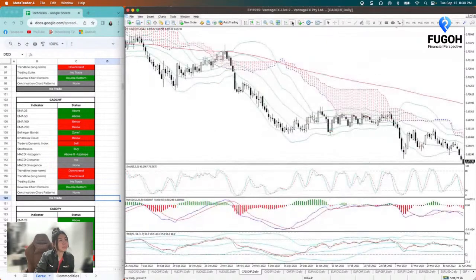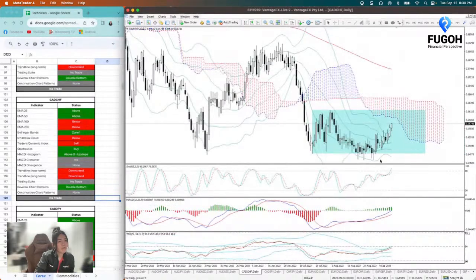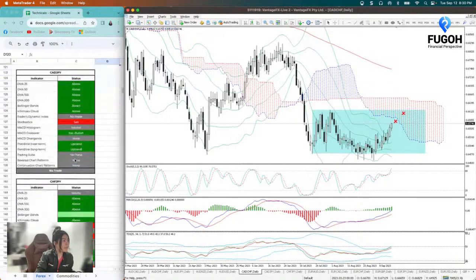Yep. Let's wait for the correction here. Probably somewhere here. I'm guessing the start of the correction will happen here below the cloud, or it will enter the cloud. If it did enter the cloud like this, it's not possible to trade this pair. But if it stops here, then I could do a sell for this pair. So as of the moment, still no trade. How about CAD Yen?